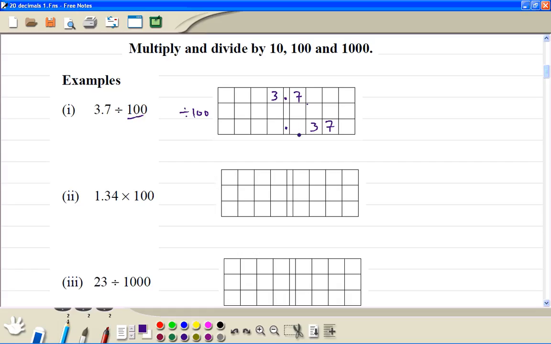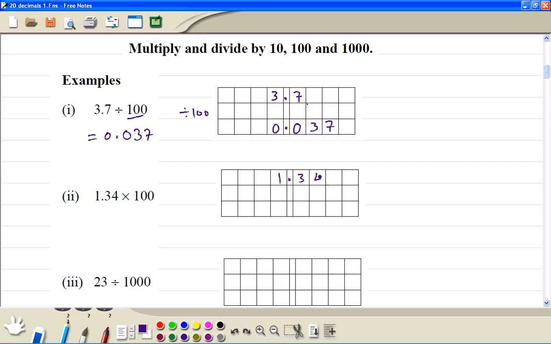Now because we got a blank here, we have to fill this gap, and we also write 0 before the decimals. So therefore the answer to this question is 0.037.